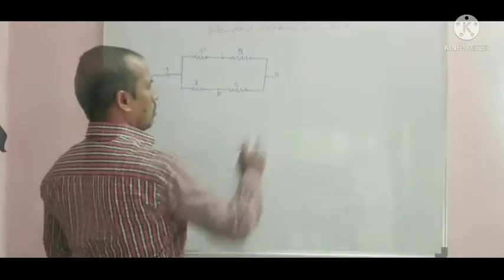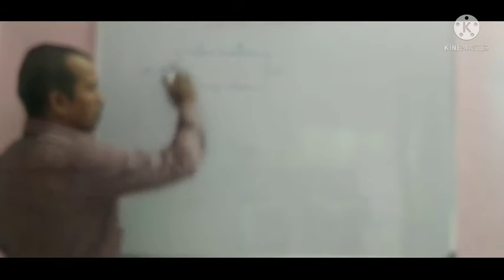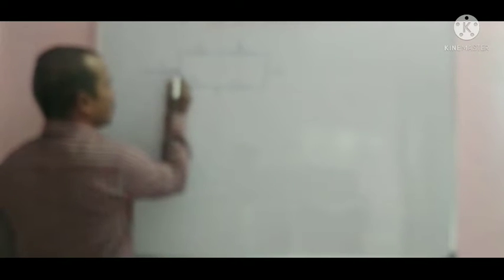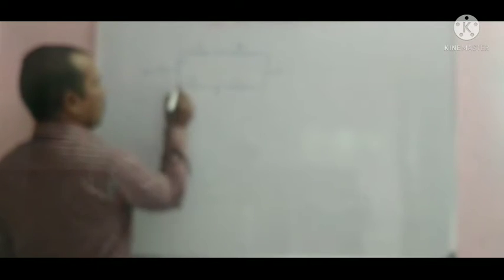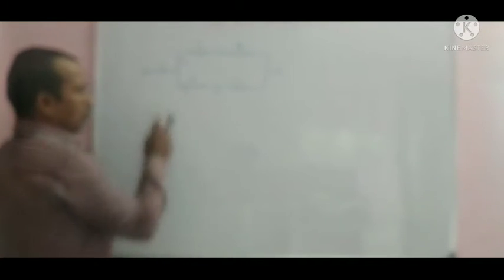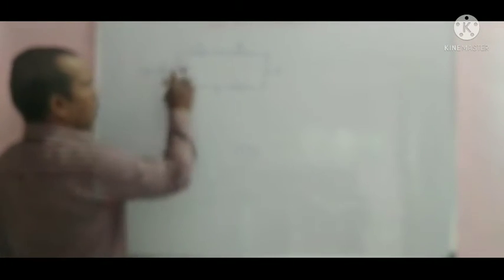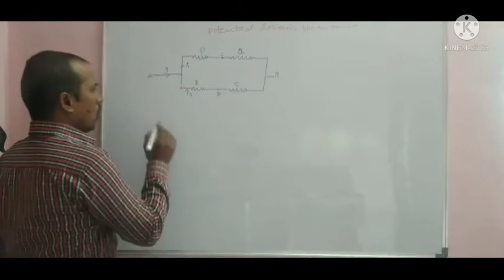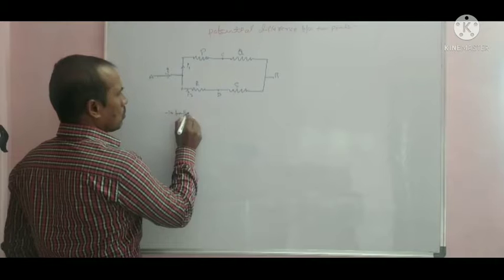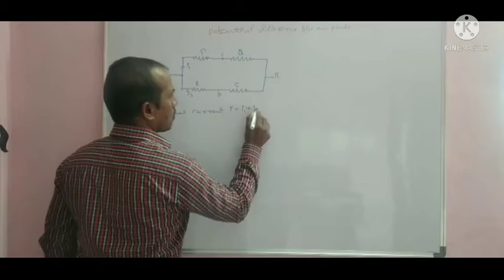First of all, the current I entering into this circuit at this point divides into two parts, I1 and I2. I2 passes through R and S, and I1 passes through the P and Q resistances. Total current I is equal to I1 plus I2.